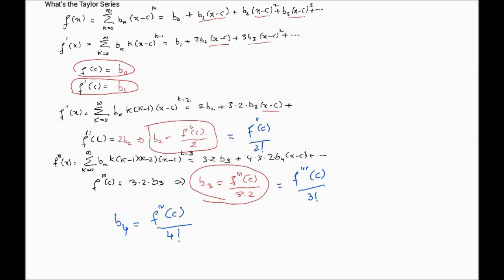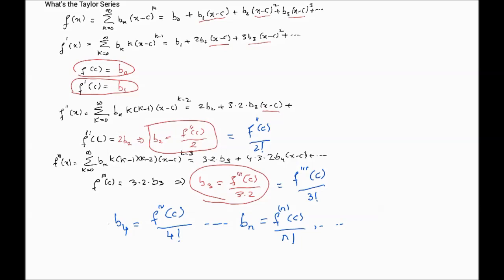And therefore, as I keep going down this route, the nth derivative is going to be the nth derivative at c divided by n factorial, and so on and on, as how we will get all these coefficients.